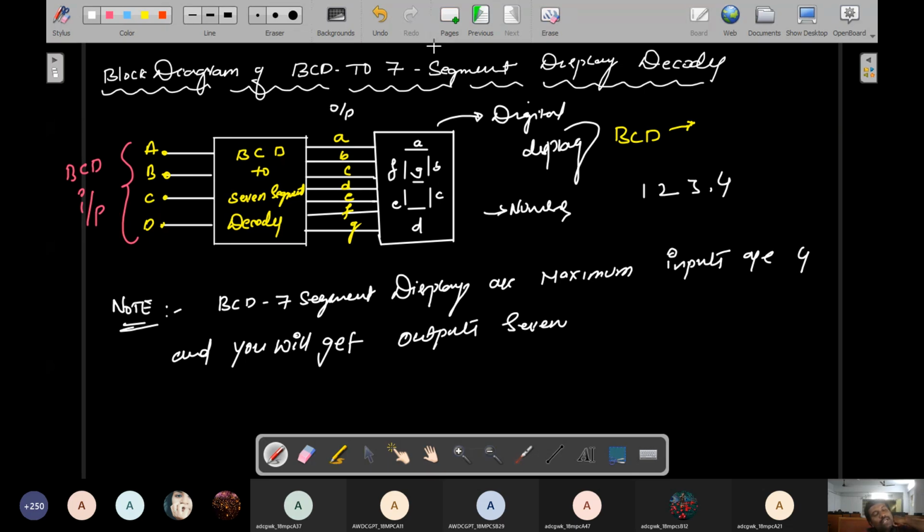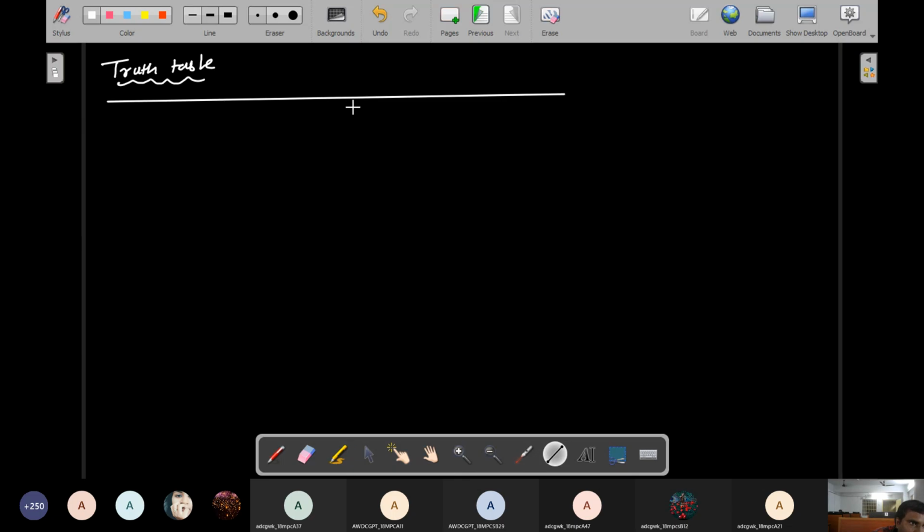Right, next, the truth table. For that purpose, we have considered 7 outputs and 4 inputs. So this is a very lengthy diagram. Don't get confused, please.